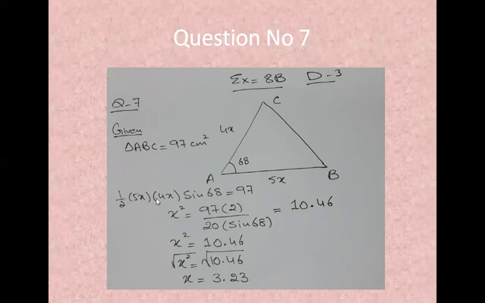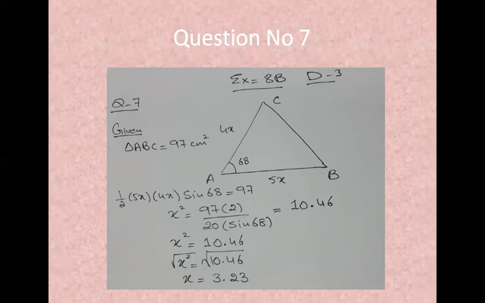So it will become x square, 5 4s are 20, and that 20 will go on the other side, it will divide, and this 2 will go on the other side, it will multiply, and that sine 68 will go downstairs. So in your calculator, you will write, so x square is equals to 97 multiplied 2 divided 20 divided sine 68 equals to.